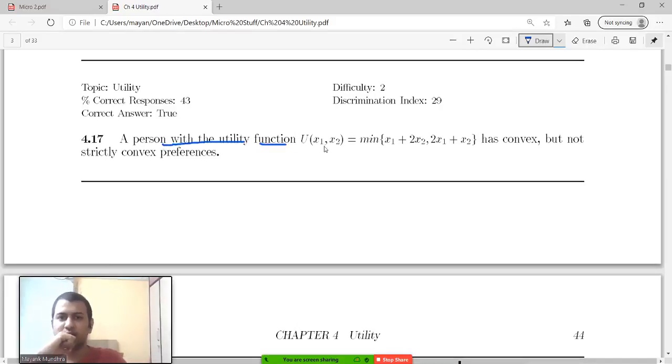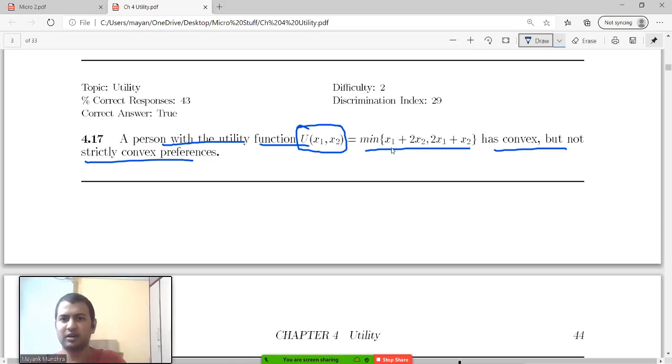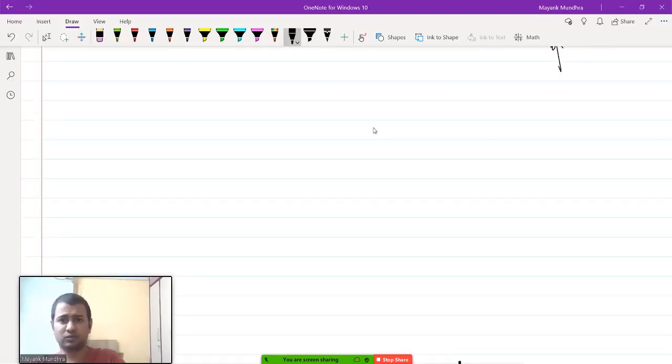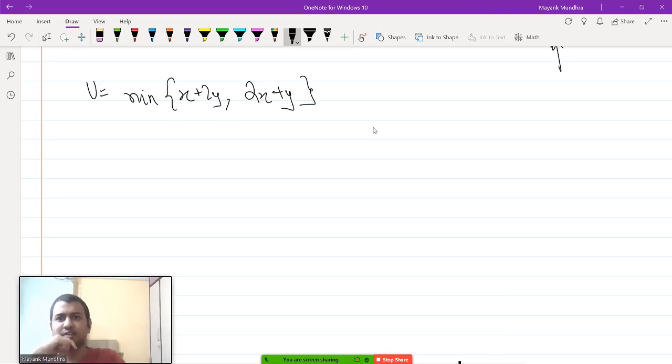A person with her utility function u equals the min of this thing has convex but not strictly convex preferences. So you need to plot these curves. Min of x1 plus x2 and 2x1 plus x2. So this is utility equals the min of x plus 2y comma 2x plus y. So we have done situations like this.